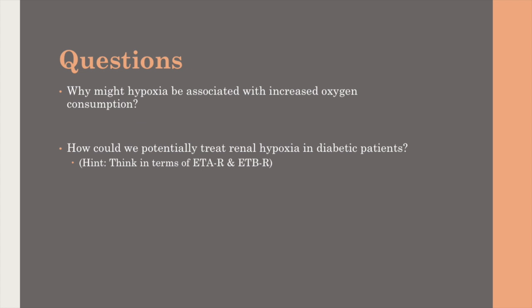My first question is, why might hypoxia be associated with increased oxygen consumption? The second question is, how could we potentially treat renal hypoxia in diabetic patients? Think about the interplay between ETA receptors as well as ETB receptors that these researchers have discovered.